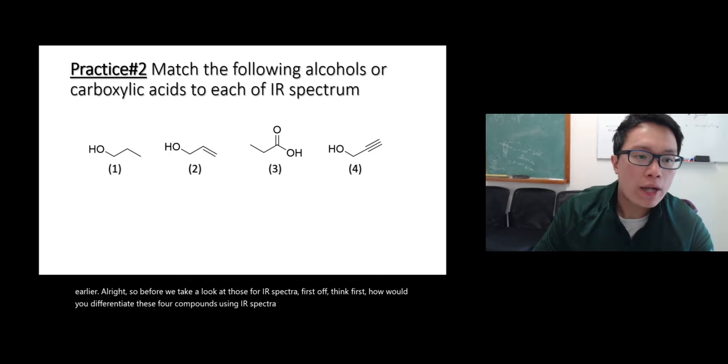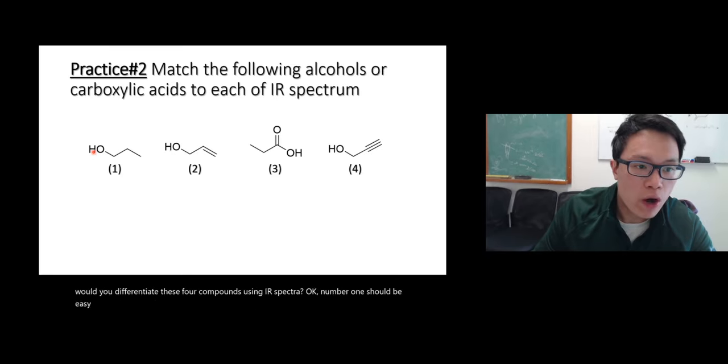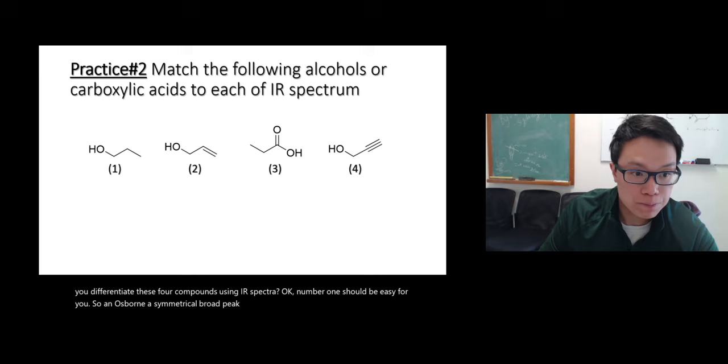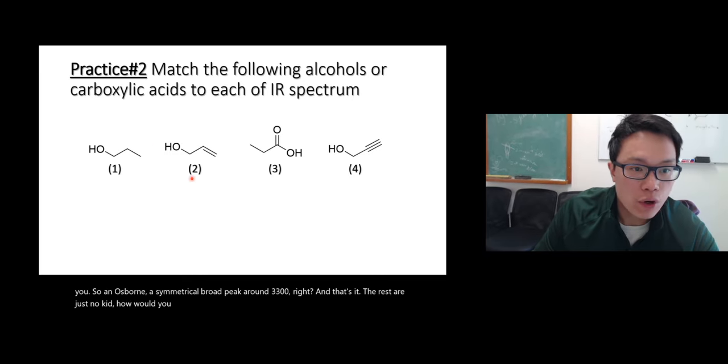Number one should be easy for you. As an OH bond, a symmetrical broad peak around 3300, right? And that's it. The rest are just an alkane. How would you differentiate between one and two though? Well, obviously use an alkene.